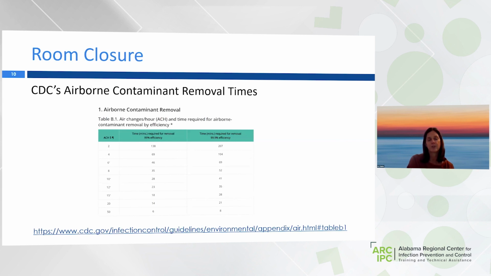So this table, that first column, ACH, stands for air changes per hour. That's the air change within the room, how long it takes to exchange with outside air coming into the room. And then these are minutes. So 138 minutes, 207, those are minutes. So how many minutes does it take for the air to potentially clear out so that anything that may be floating around in the air would hopefully no longer be infectious to someone going in without the appropriate PPE on? That's what this table tells us.